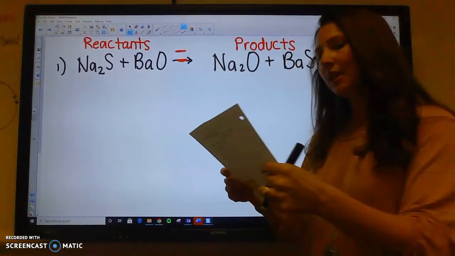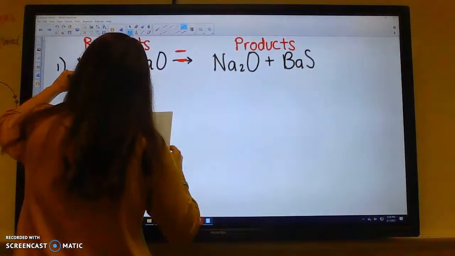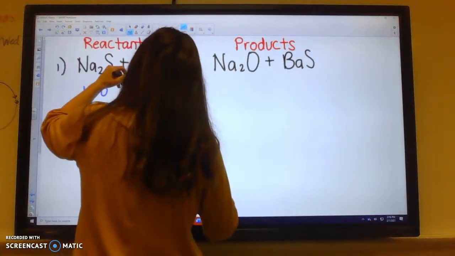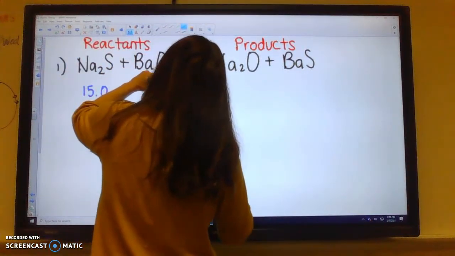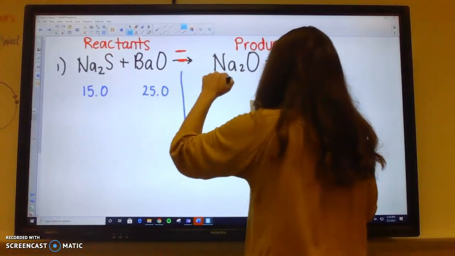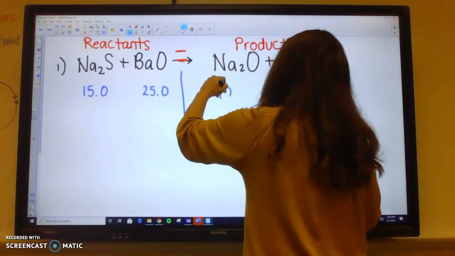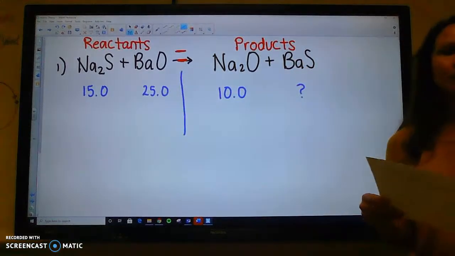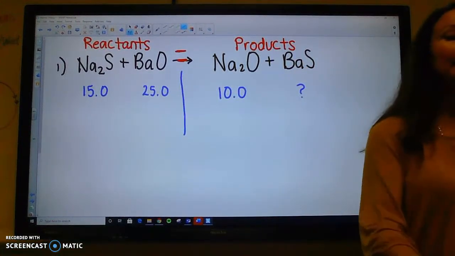And so underneath these we have different masses. I'm going to leave the grams off because that's the same unit. So we have 15 grams. This one's 25.0. All right, that's our left side. The right side, we have 10.0. And then we have a question mark. Okay?